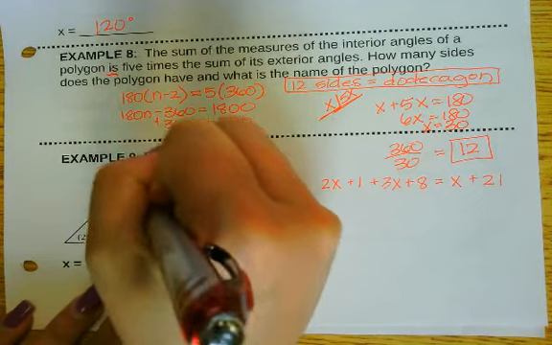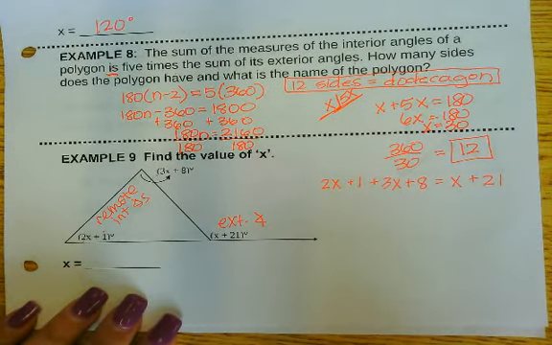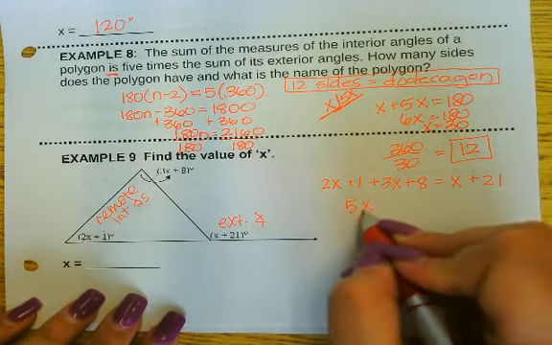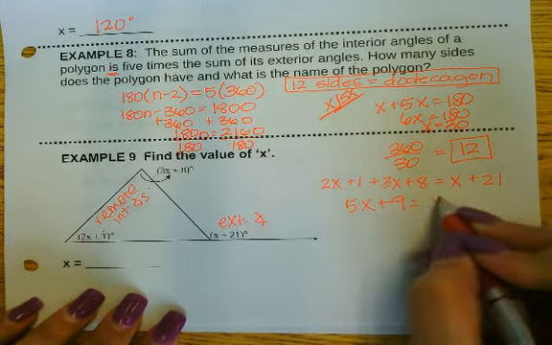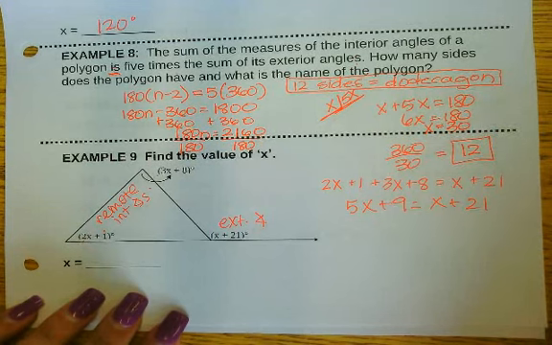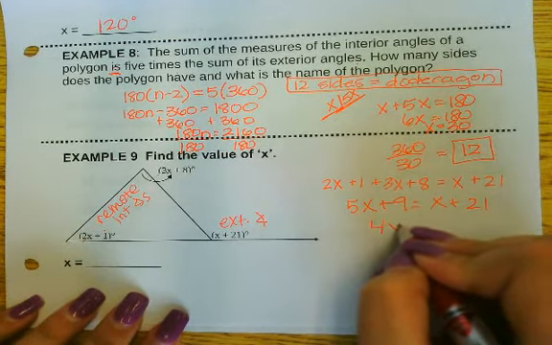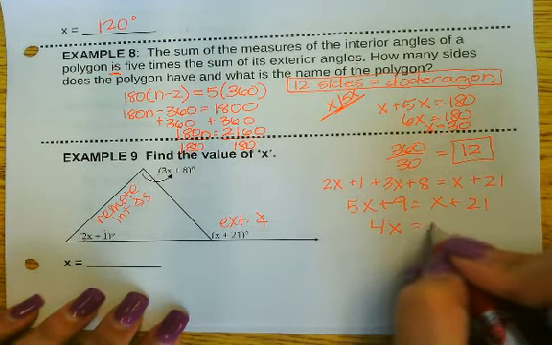Okay, and then you're just solving for x. So you combine your like terms. 5x plus 9 equals x plus 21. 5x minus x is 4x. 21 minus 9 is 12. So x equals 3.